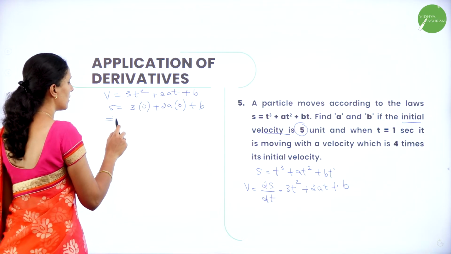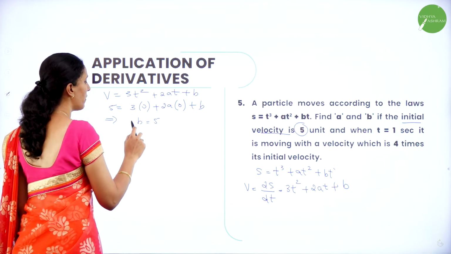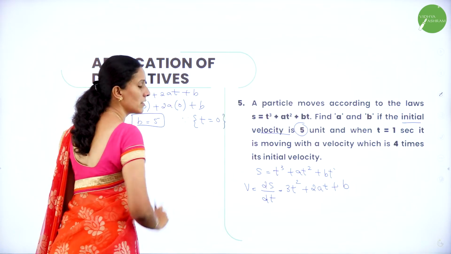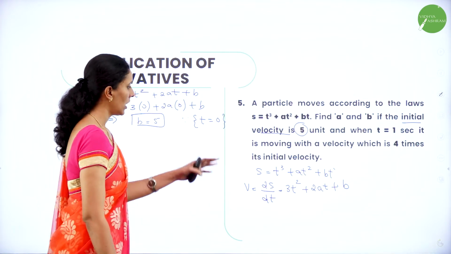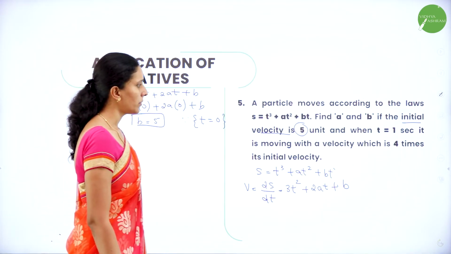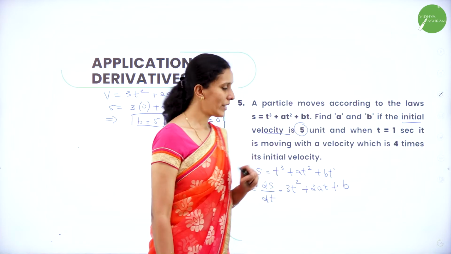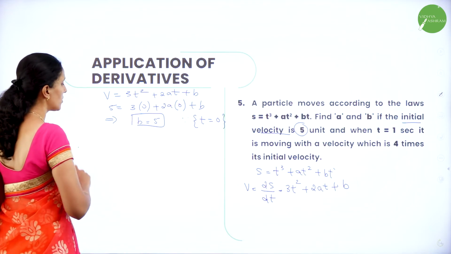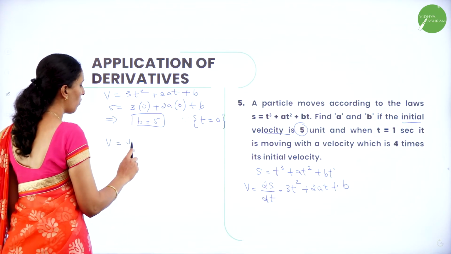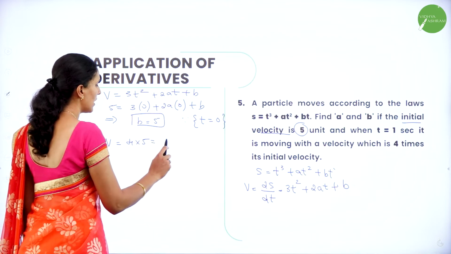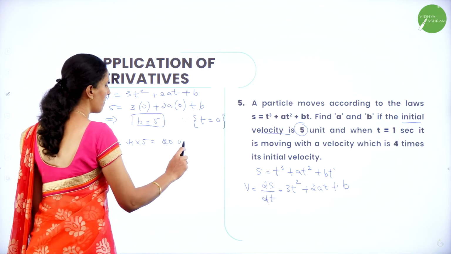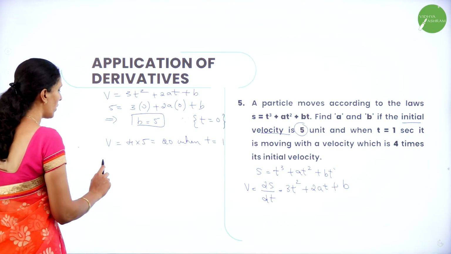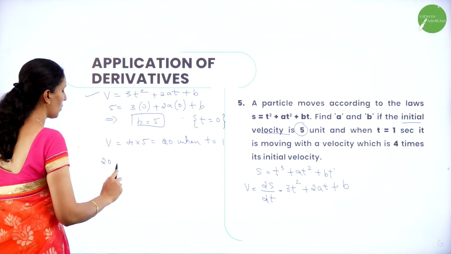So from this, we get b is equal to 5. What is the reason? Since time is equal to 0 for the initial velocity. Next, in the second case, they told when time is equal to 1 second, the velocity of a body is 4 times the initial velocity. So that means v is equal to 4 times the initial velocity, which is 20 when t is equal to 1. So let us substitute. So it is 20 for this equation.